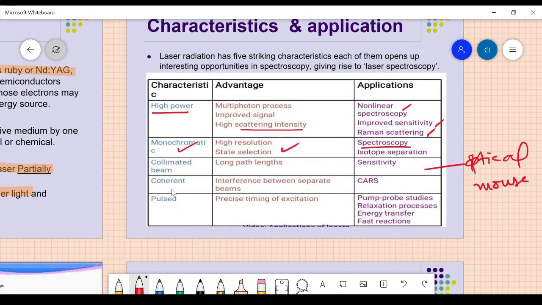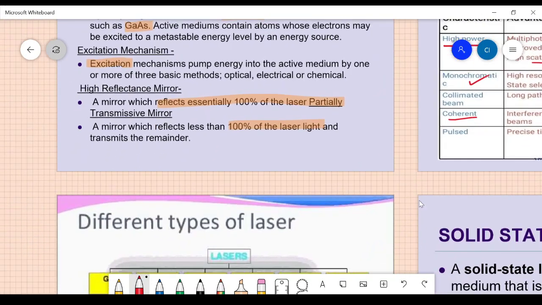So coherent means, again I told you, it is used in cars, and pulsed means precision timing acquisition, and it is used in several things. We are going to see the applications later.